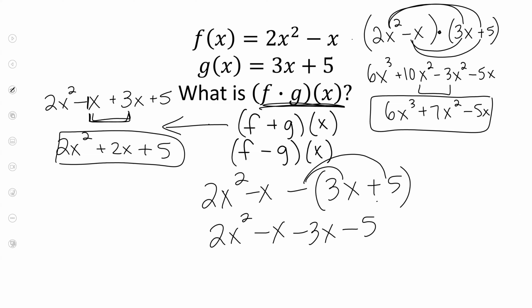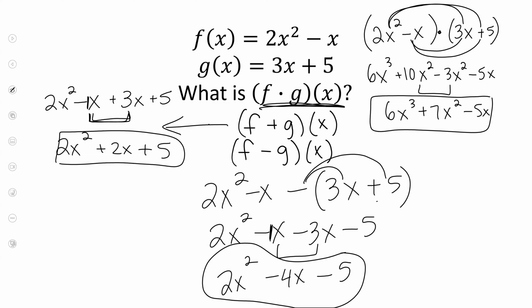So we're going to combine the middle term. You can think of this as negative 1 minus 3. That's negative 4x. This up here stays the same. So this is your answer when we're subtracting.